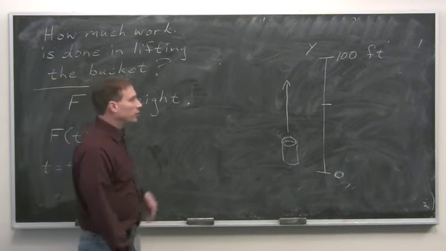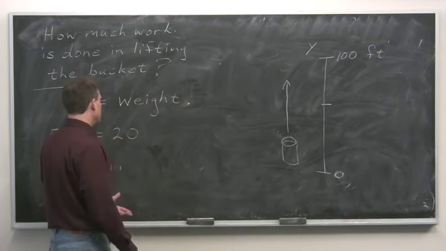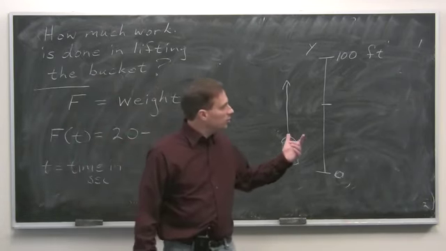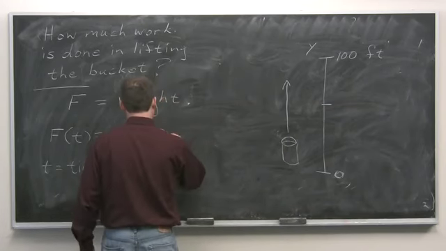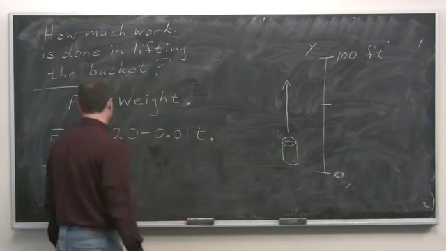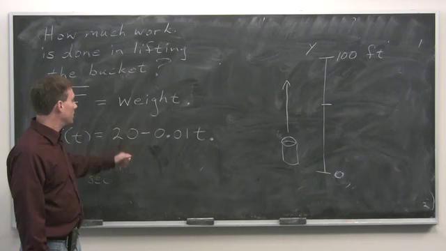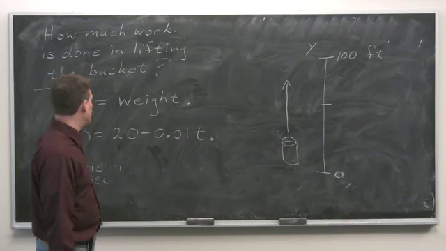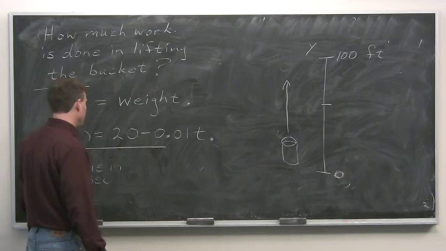is, well, there's the initial 20 pounds, but for every second that goes by, we're losing 1/100th of a pound. So the weight as a function of time is this. And the weight is the force we're having to exert upward to counteract gravity to make the velocity constant. So here's the force as a function of time.